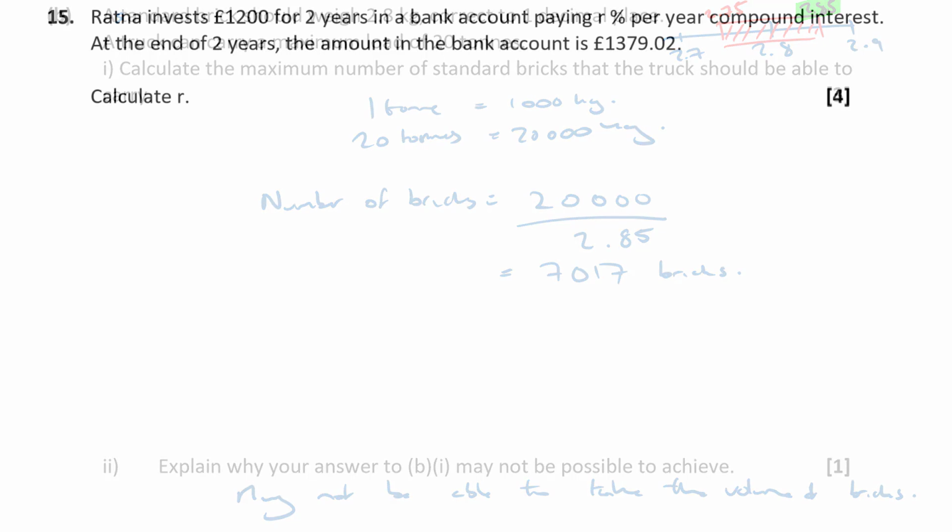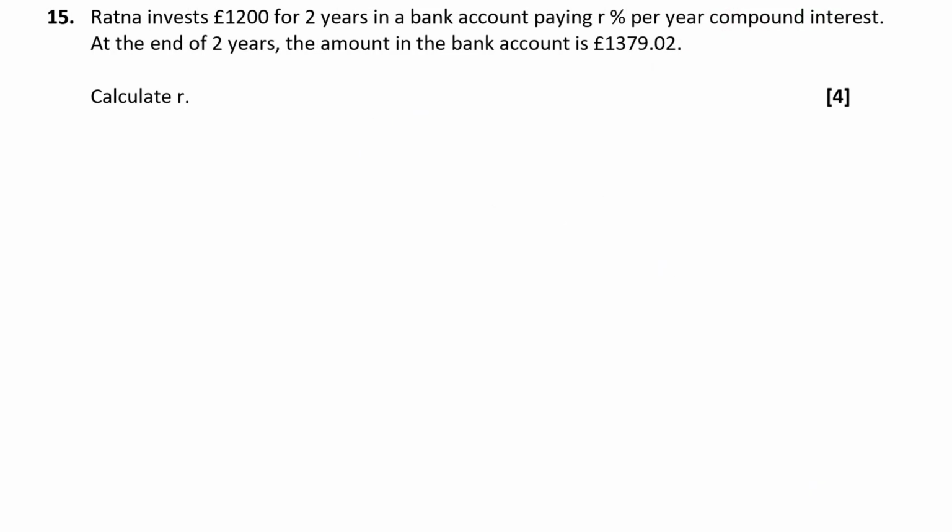size. Question 15. Ratner invests £1,200 for 2 years in a bank account paying R% per year compound interest. At the end of 2 years, the amount in the bank account is £1,379 and 2 pence, and we need to calculate R.